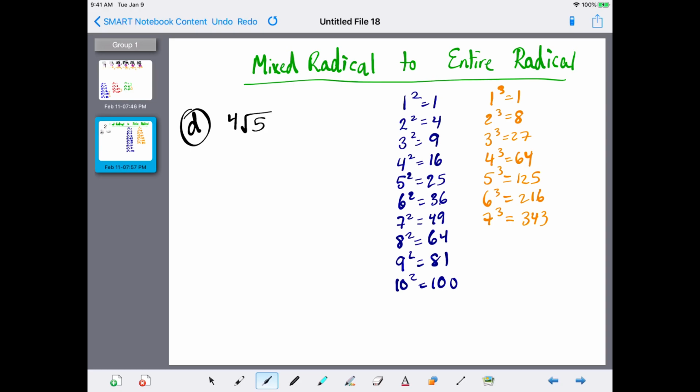4 root 5. Just a reminder, if there's no number in the index, that means it's the default of 2. It's just a square root of 5. You will not see a 2 written as the index. So we are going to raise 4 to the exponent of 2, and multiply it by 5. So that's 16 multiplied by 5, which is equal to the square root of 80. And that's all there is to it.